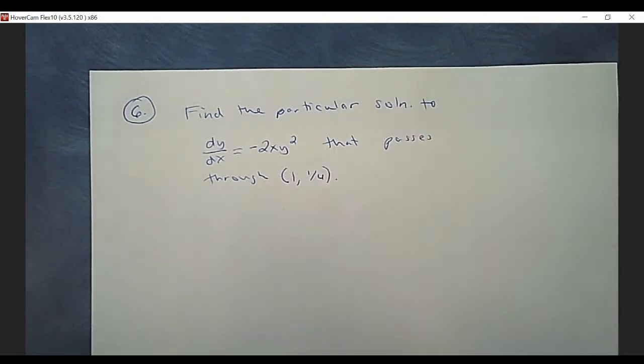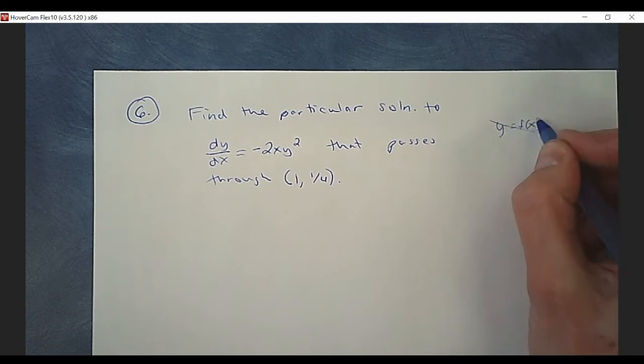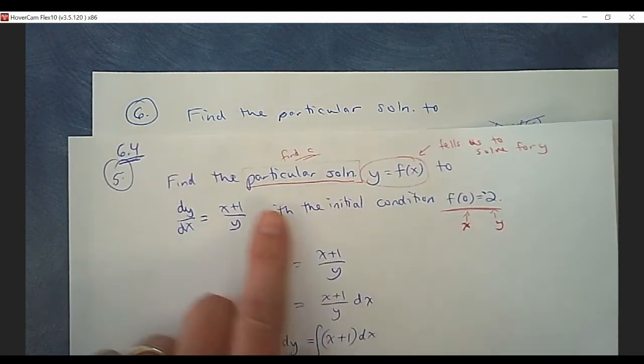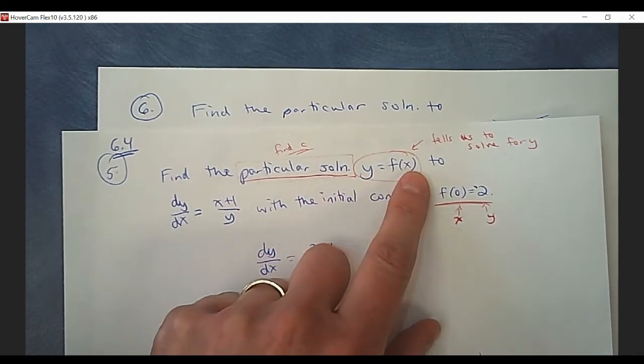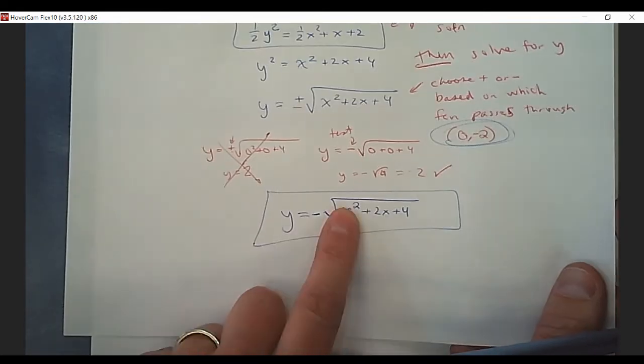So this time, notice, it doesn't say y equals f of x. If it doesn't say that, then we don't need to solve for y at the end. All right, so that's good news. We can skip those extra steps. When it says find the particular solution y equals f of x, what they want at the end is y as a function of x. So they want y by itself with x all on the other side.